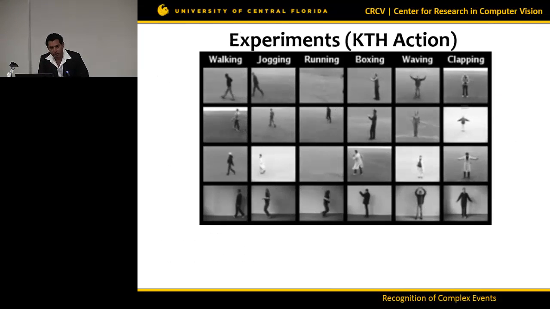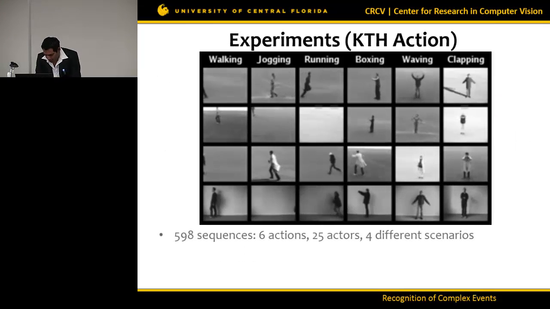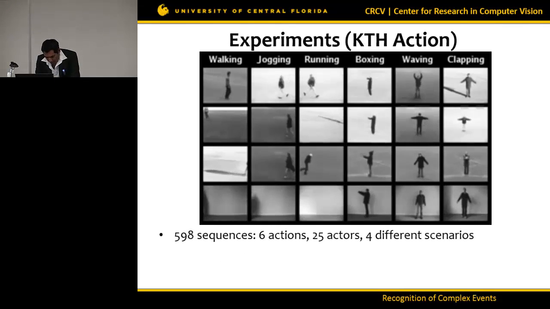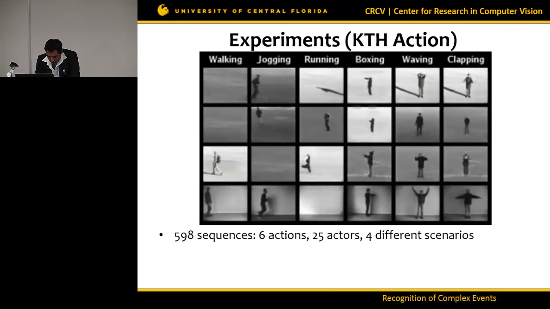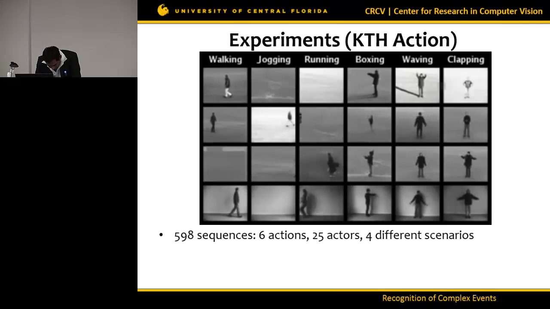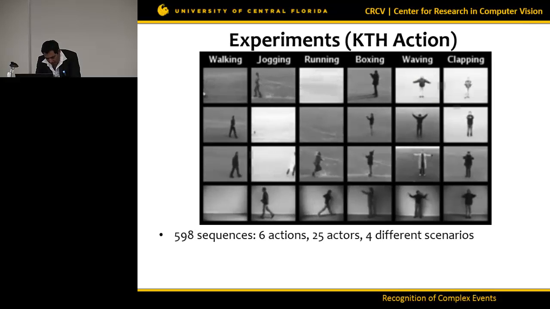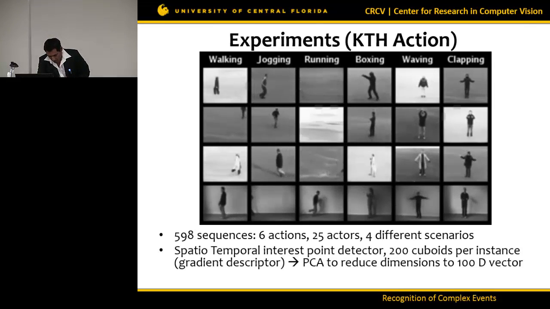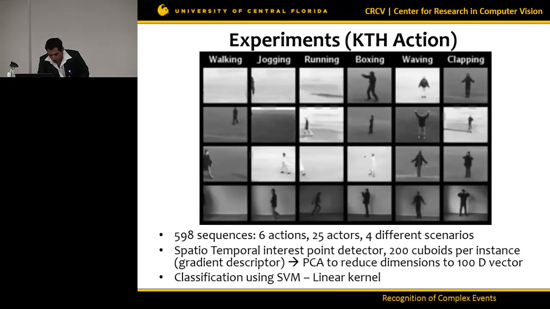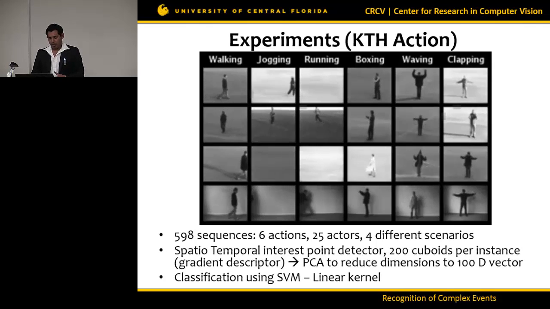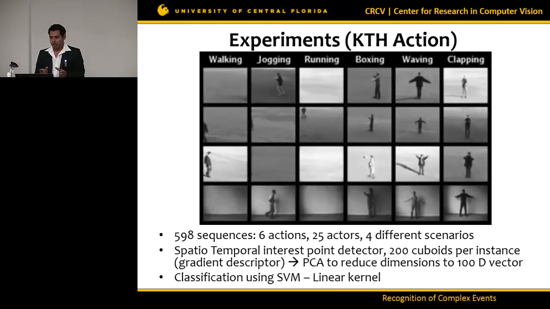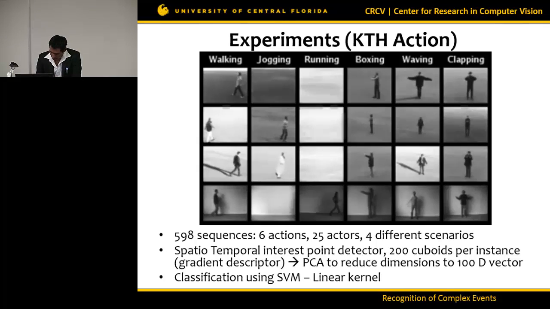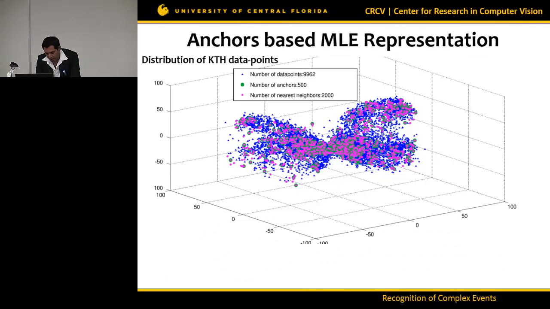Here are some experiments on different action recognition datasets. What you observe here is the KTH action dataset, where there are 6 actions, about 598 sequences, 25 actors, and 4 different scenarios. We used a gradient descriptor followed by a PCA to reduce the dimension. And finally, we classify using SVM and a linear kernel.